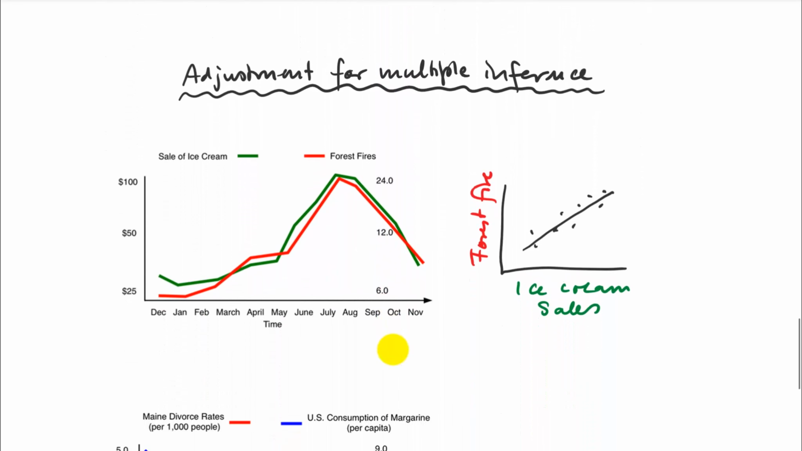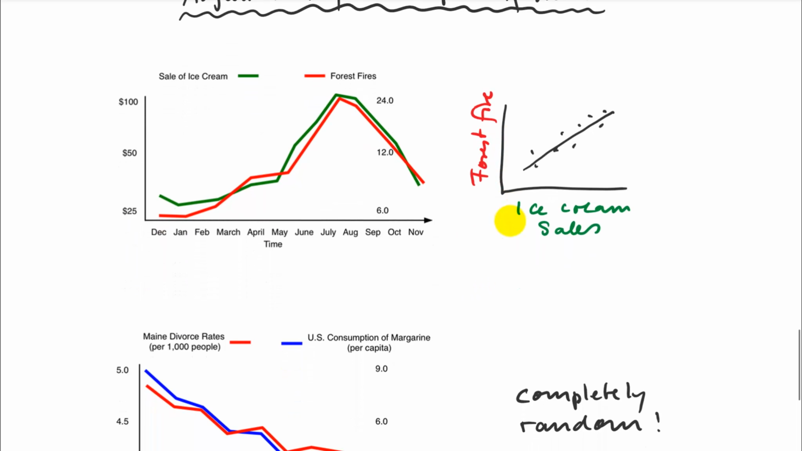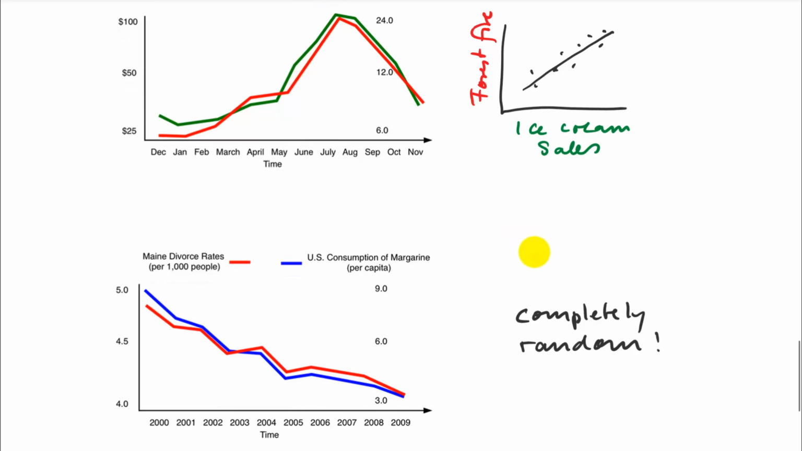So and last but not least, I do want to talk about adjustment for multiple inference. And I'm going back to this interesting example here of sales of ice cream versus forest fire from that database in Maine. It's actually not a spurious relationship. So those are linked by a third variable. But the authors of this study, actually, they also found other interesting things. So for example, if you look at the divorce rate in Maine per 1,000 people, that's a red line here, that's highly correlated to the US consumption of margarine. Your inference would be, if you want to save your marriage, eat butter.